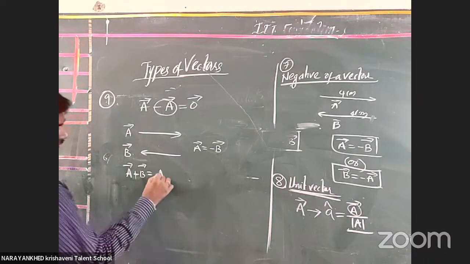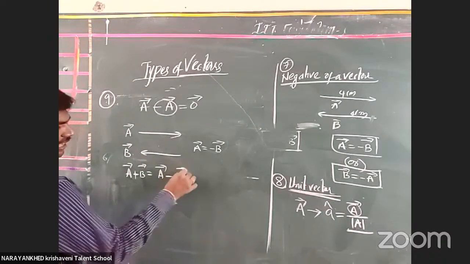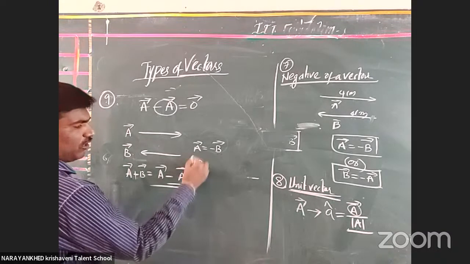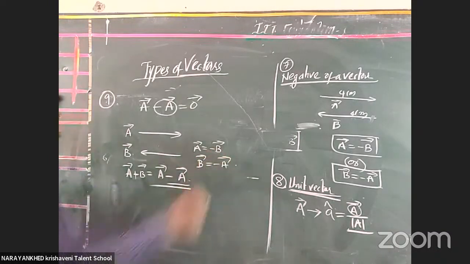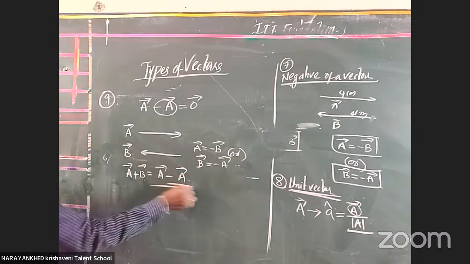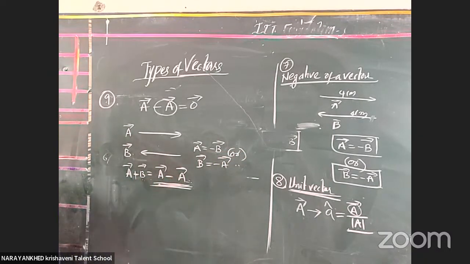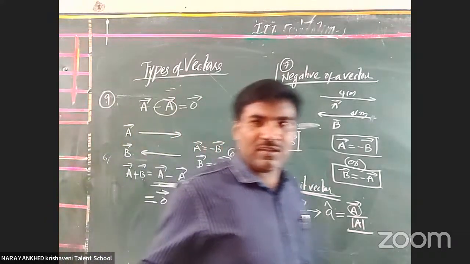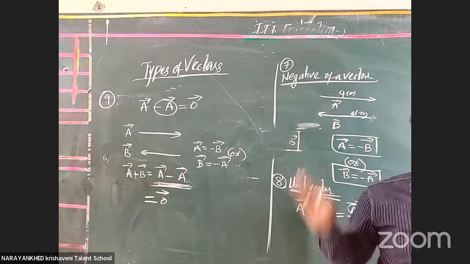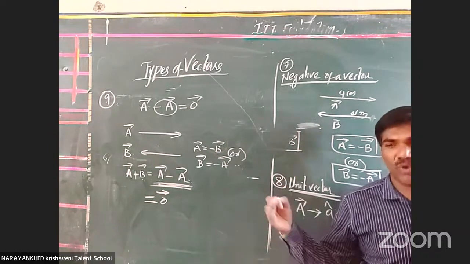It is also written as A bar equal to minus B bar, or B bar equal to minus A bar. One is opposite to the other. That is why A bar plus B bar automatically becomes A bar minus A bar, both vectors being equal, and that becomes a zero bar. But it is not correct to say there is no vector; there is a vector, a null vector, whose starting point and ending point coincide.